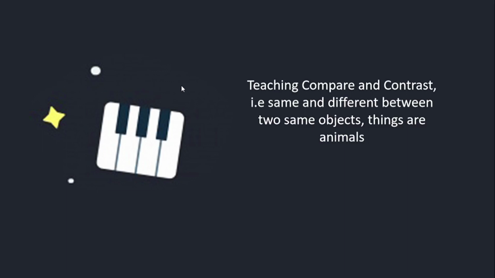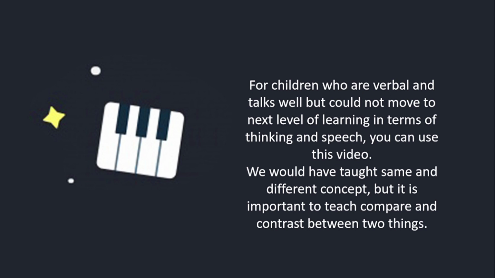Teaching compare and contrast, i.e., same and different between two same objects, things or animals. For children who are verbal and talk well but could not move to the next level of learning in terms of thinking and speech, you can use this video. We would have taught the same and different concept, but it is important to teach compare and contrast between two things.